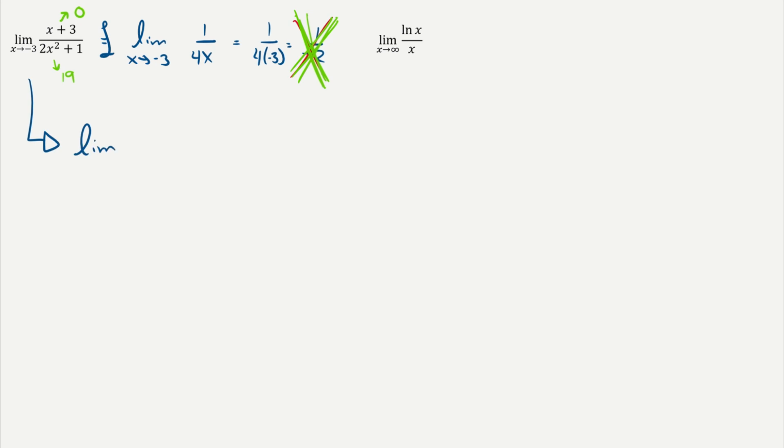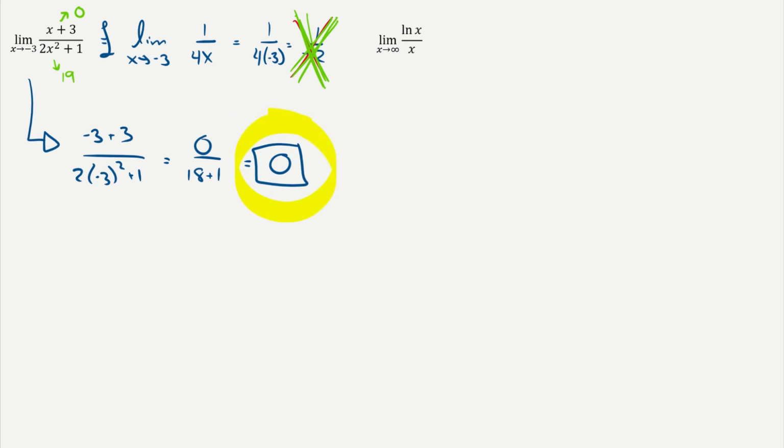So if I do direct substitution on this problem, I plug in -3, and we kind of already did this, but let's just do it for the sake. -3 plus 3 is 0 over 18 plus 1, but 0 divided by anything is 0. So the actual value of this limit is 0, not -1/12. Always do direct substitution first to be sure that you can apply L'Hopital's rule. Okay, and a final example.